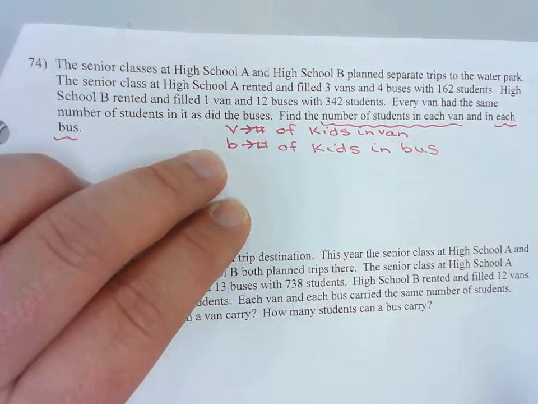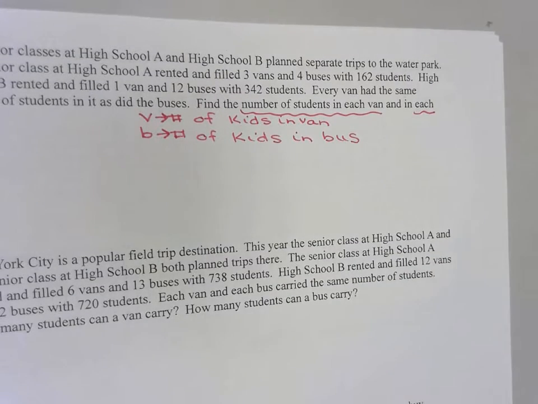So just because it's a story problem and it looks complicated because there's lots of information, you still start it the same way. Look for what they're asking for. Whatever they're asking for becomes the variables. So the number of kids in the van is V. The number of kids in each bus is B. And they're going to give you information so you can set up your 2 equations.